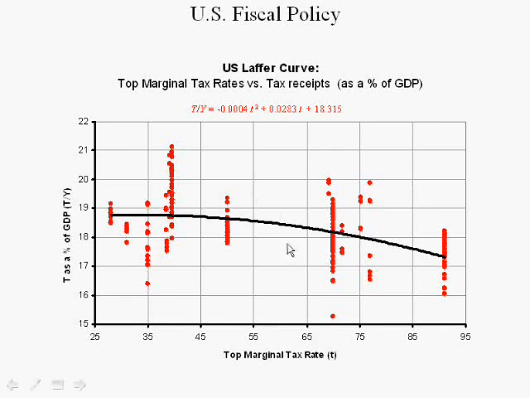What this black curve represents is the Laffer curve. And the equation for the black curve is this red equation up here. And the graph of that curve is the black curve. And according to this black curve, the optimal tax rate appears to be about 35%.